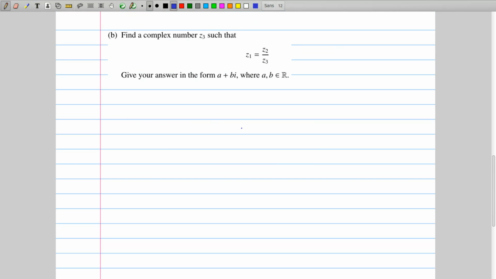The last part of this question asks us to find a complex number z3 such that z1 is equal to z2 divided by z3. And we have to give our answer in a particular form, but we can deal with that a bit later when the time comes. Now this is a weird way of phrasing it, I suppose. We can actually just rearrange this because it's really difficult to work it out as it is.